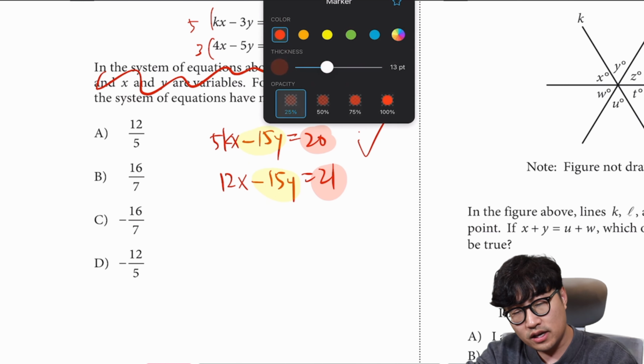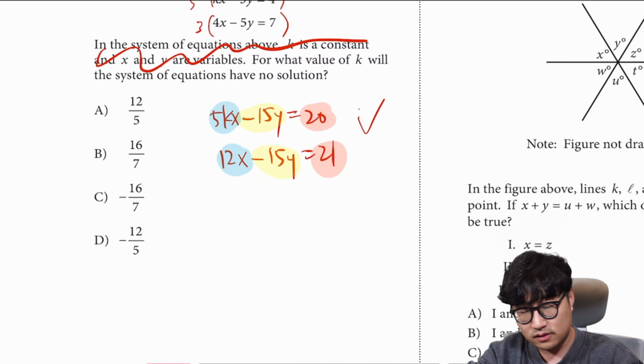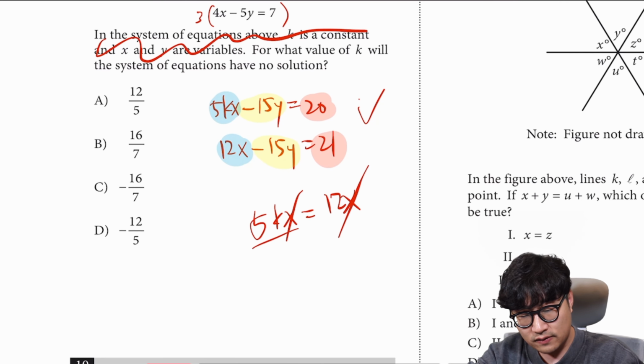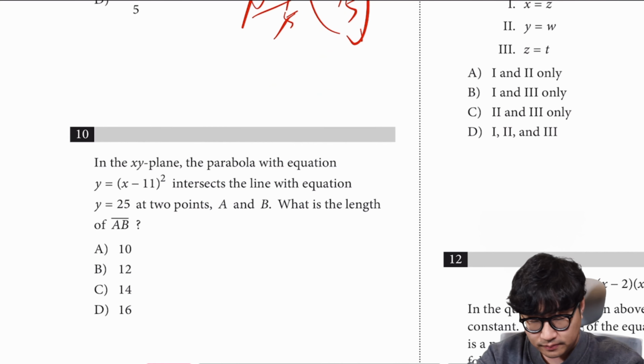All you want is that 5kx to just be the same thing as the 12x. So 5kx is equal to 12x. So cancel the fucking x's, divide by 5 on both sides, and there you have it. k is equal to 12 over 5. Answer choice A.